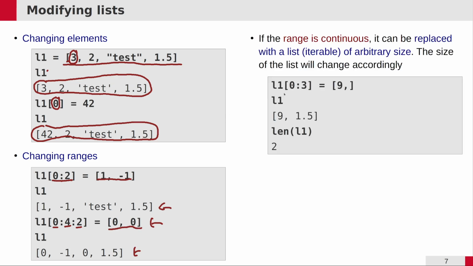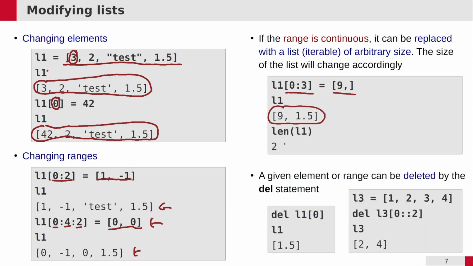If the range you are replacing is continuous, so you are going from 0 to 3, then it's even possible to provide on the right-hand side a smaller or a longer list, and this range will be cut out from the list and replaced with the one on the right-hand side. So here in L1, if we are going from element 0 to 2, replacing the first two elements with 9, then you see that it has been replaced accordingly. Okay, that's basically about lists.